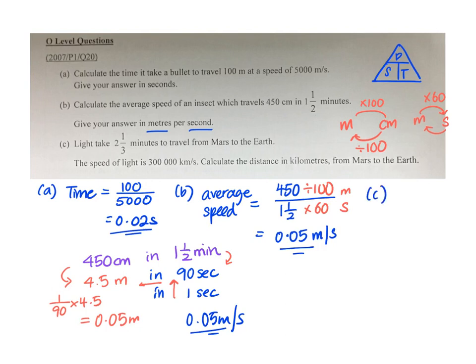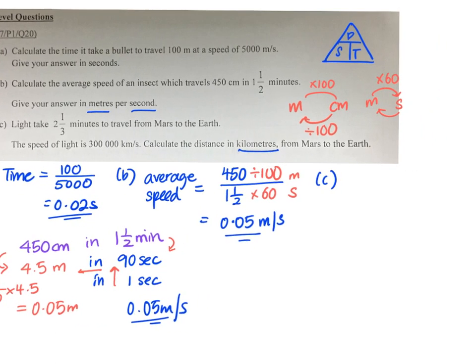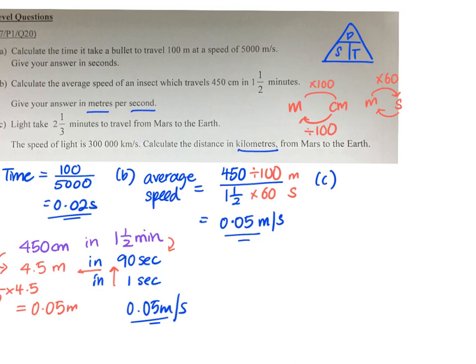Okay, part C. Light takes 2 1/4 minutes to travel from Mars to Earth. The speed of light is given to be 300,000 kilometers per second. Calculate the distance in kilometers from Mars to Earth. Now let me shift over a little bit for my question. So now what are we given? We know that to find the distance is given by speed times time. So the speed is given to be 300,000 kilometers per second. Now this is in seconds, but the time here is given in minutes.